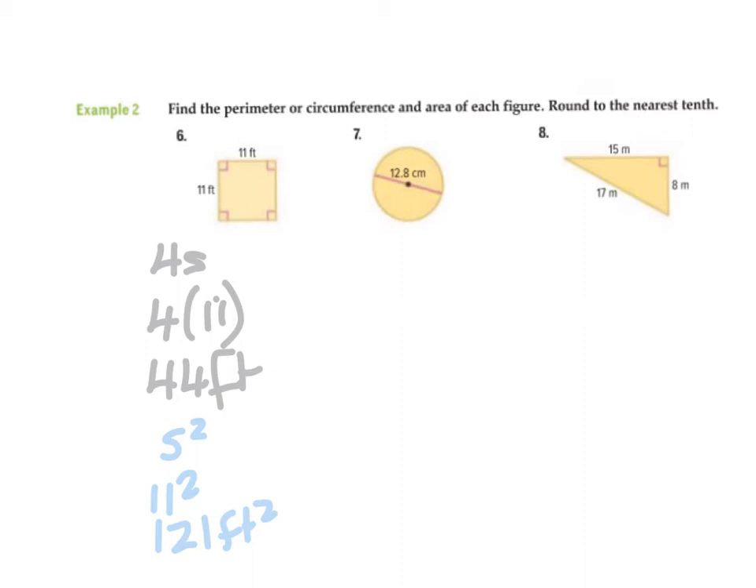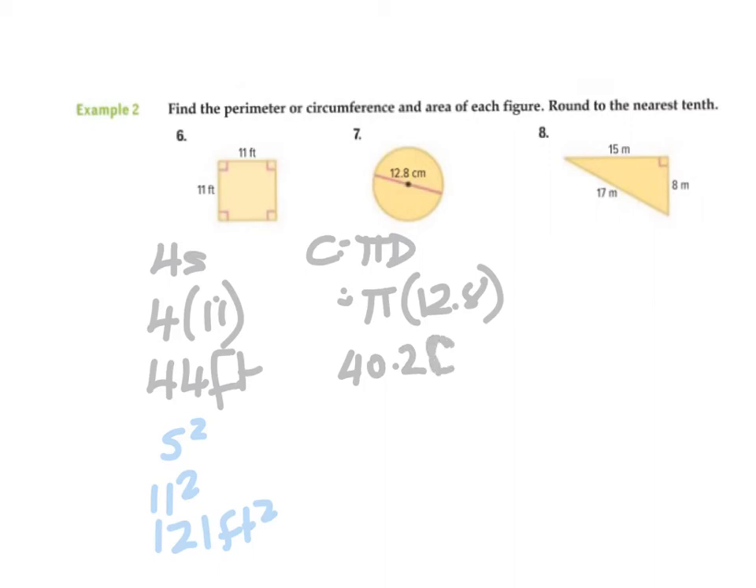The circumference of this is pi d. So C equals pi d. So this is pi times 12.8. So 12.8 times pi, you're looking at 40.2. And again, that's centimetres.